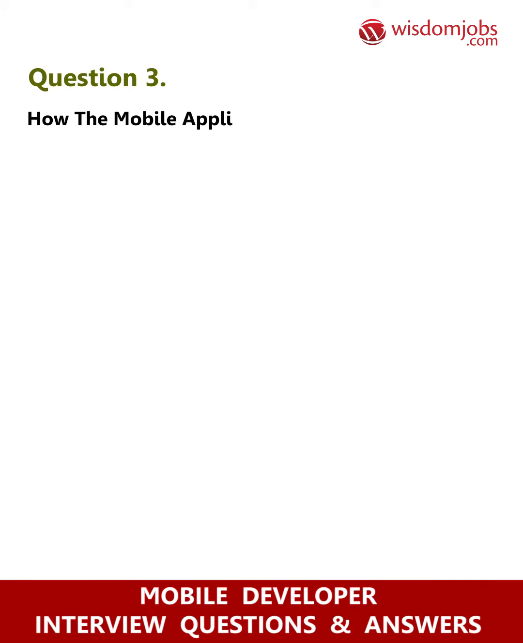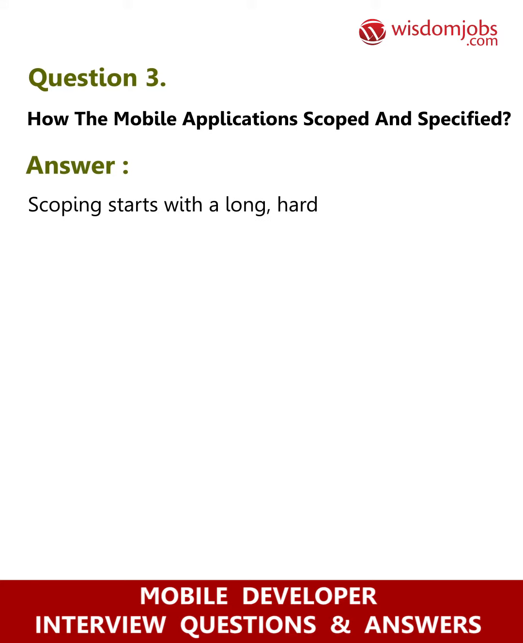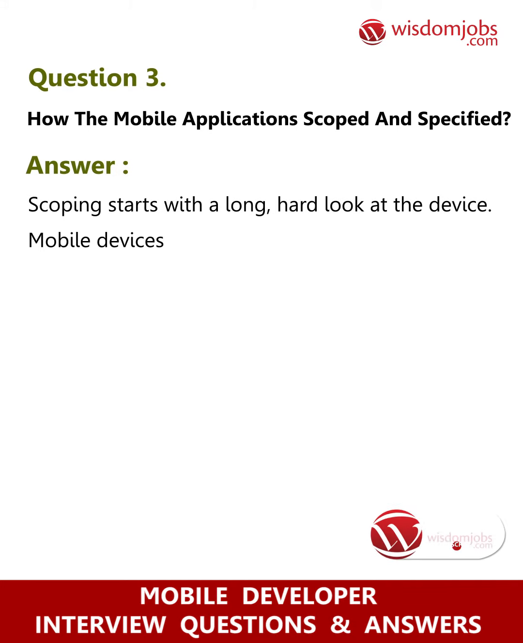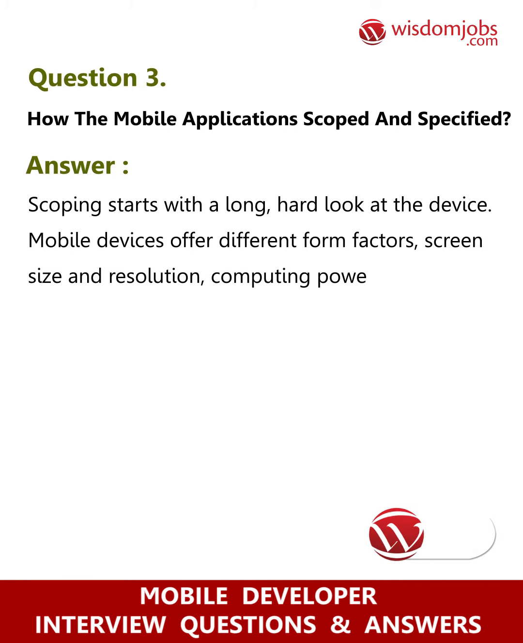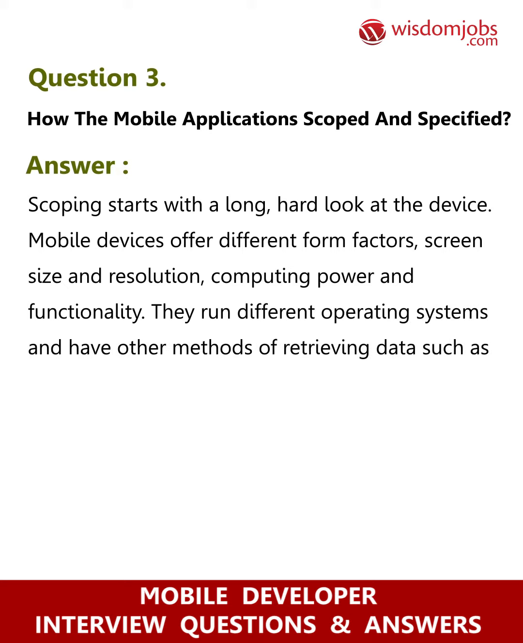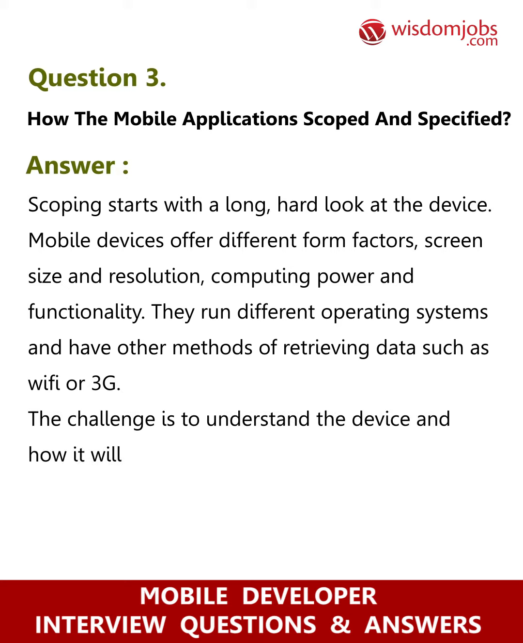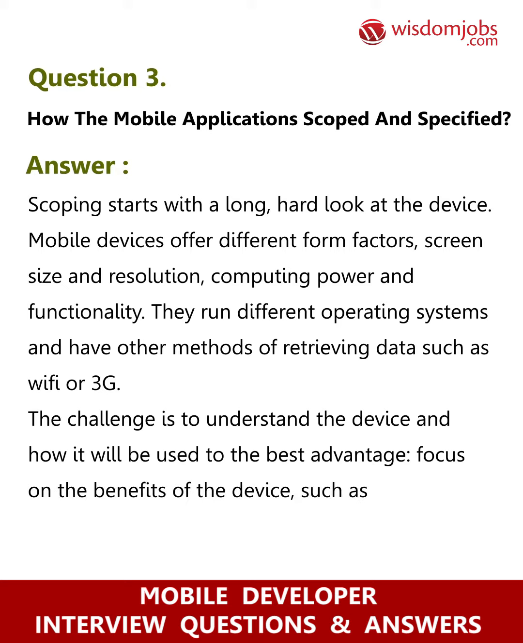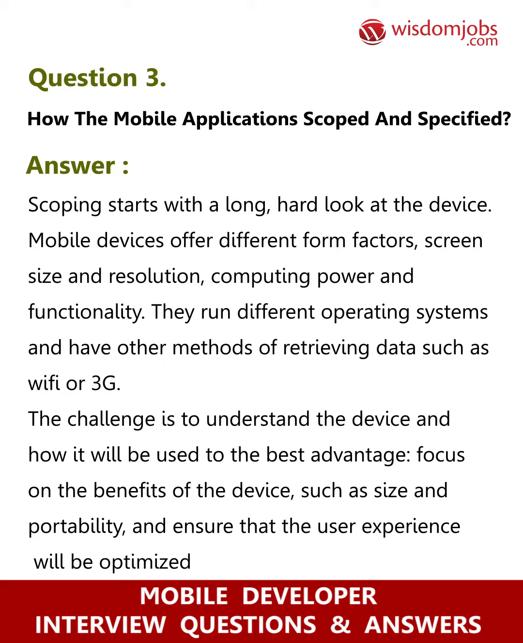Question 3. How is a mobile application scoped and specified? Answer. Scoping starts with a long, hard look at the device. Mobile devices offer different form factors, screen size and resolution, computing power and functionality. They run different operating systems and have other methods of retrieving data such as Wi-Fi or 3G. The challenge is to understand the device and how it will be used to the best advantage, focus on the benefits of the device, such as size and portability, and ensure that the user experience will be optimized.